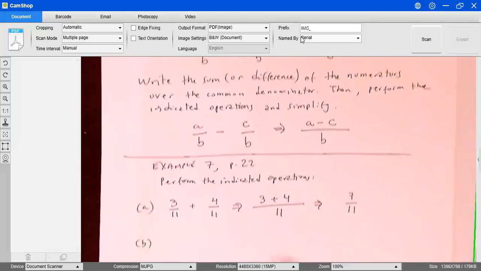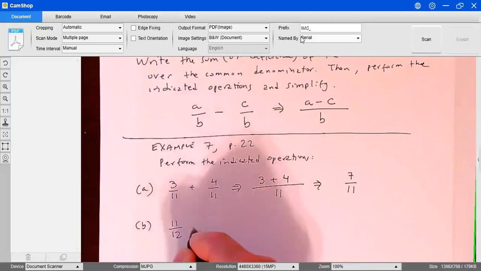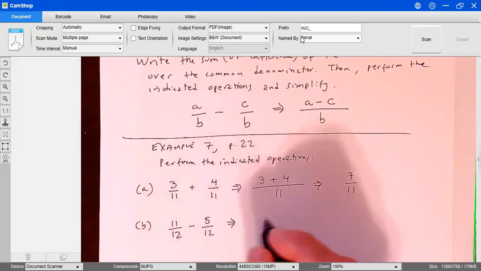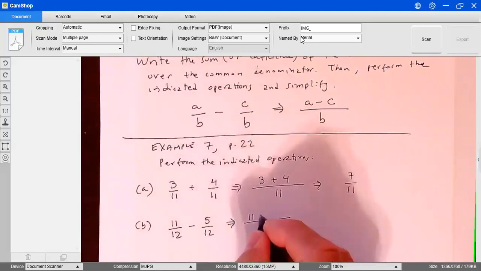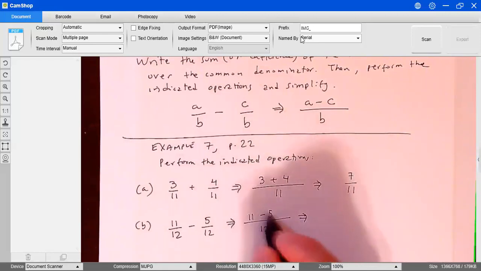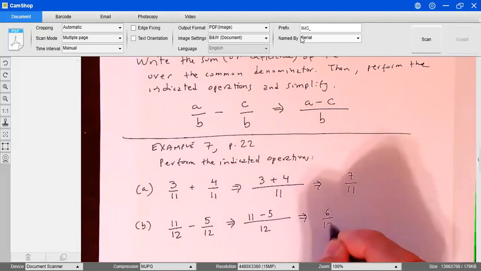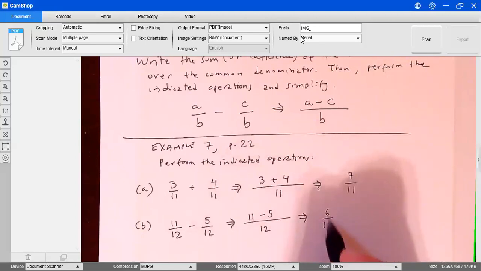Now we have a difference, so we have 11 over 12 minus 5 over 12. You check, we have the same denominator, so we write 12 here, and then we write the difference, 11 minus 5. We proceed with this indicated operation. 11 minus 5 is just going to be 6 over 12, and then you check whether we have a common factor between the numerator and the denominator.